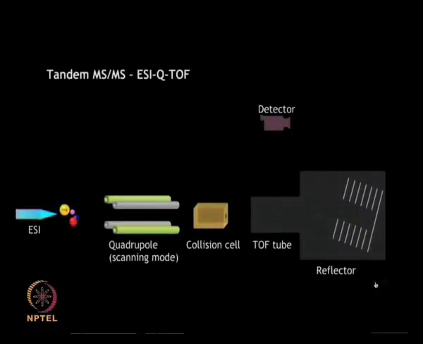ESI-Q-TOF is another common tandem MS configuration that first selects ions in radio frequency mode. Selected peptides are fragmented in collision cells and the resulting ions are accelerated and resolved on the basis of their time of flight.